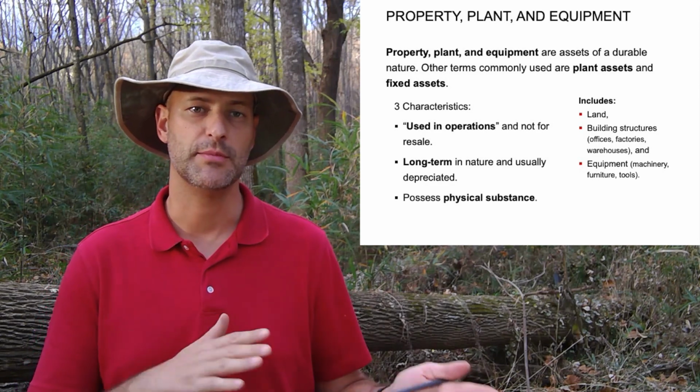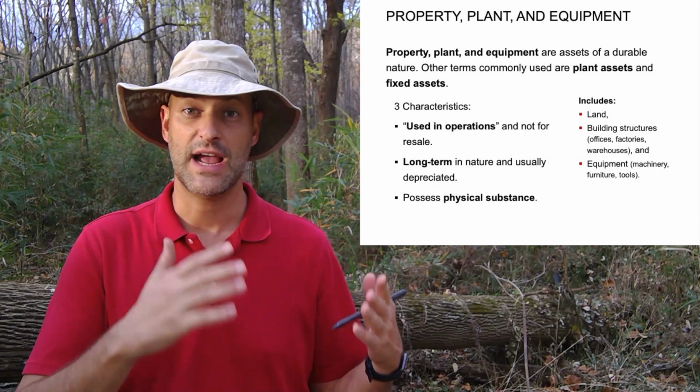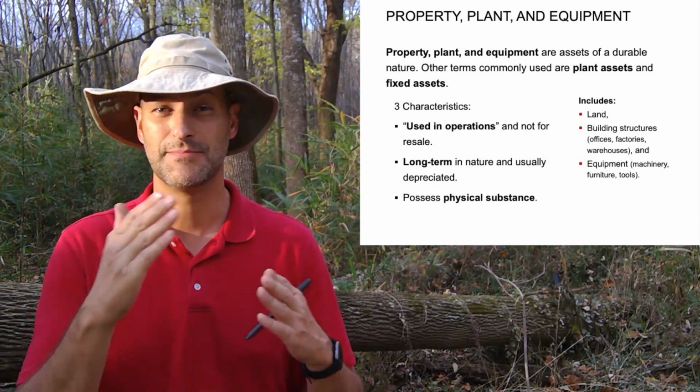There are 3 primary characteristics of property, plant, and equipment. One, it has to be used in operations. So these are durable assets. They have to be used in operations, not for resale. That's a big distinction. Right?